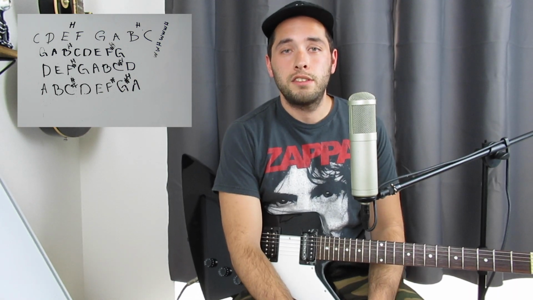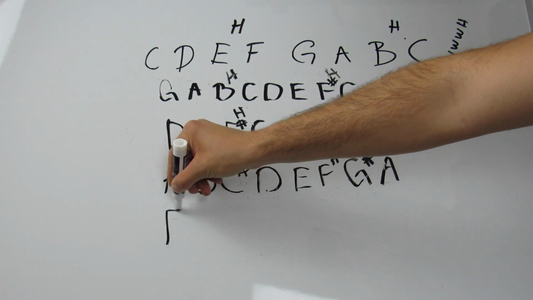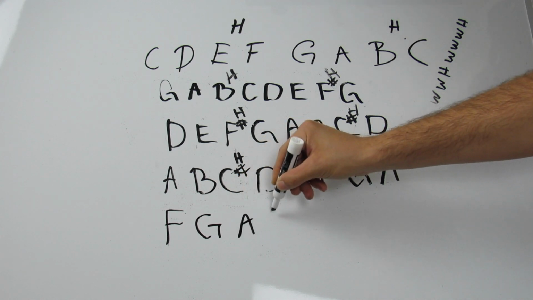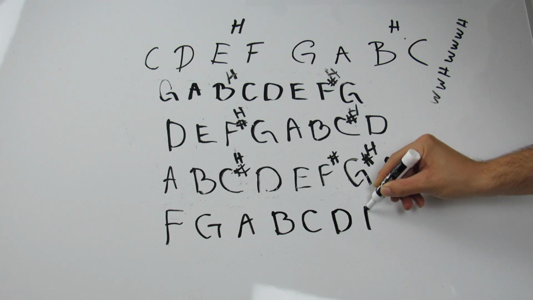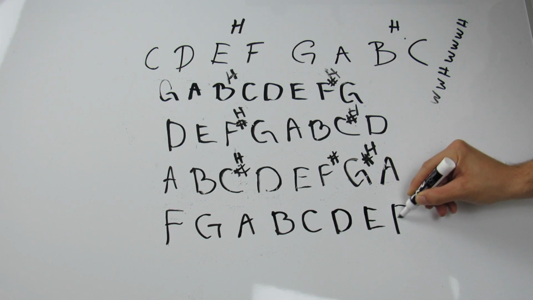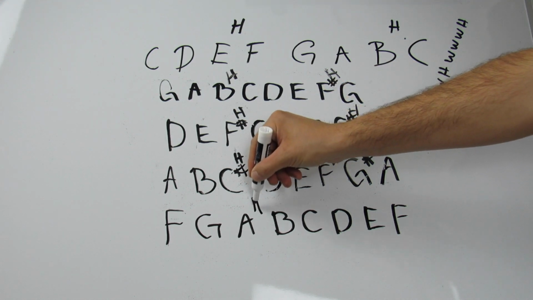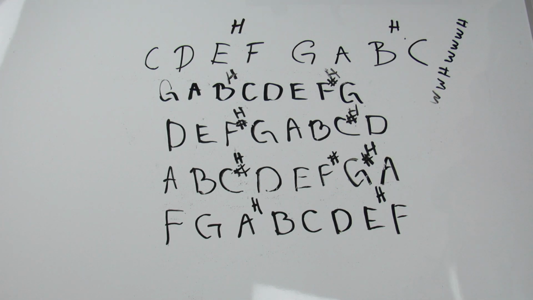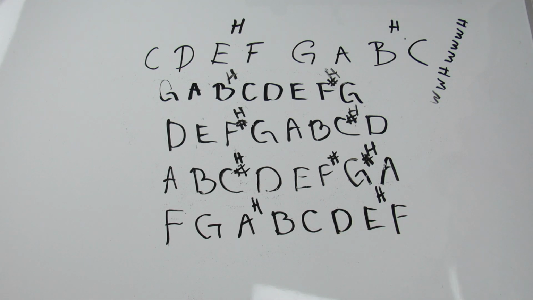Okay, so the last one we're going to look at is the key of F. So let's write it out. And let's mark our half steps. Okay, so again, let's start at the beginning. At first, things look okay. F to G is a whole step, so we're okay there. G to A is a whole step, so we're okay there.